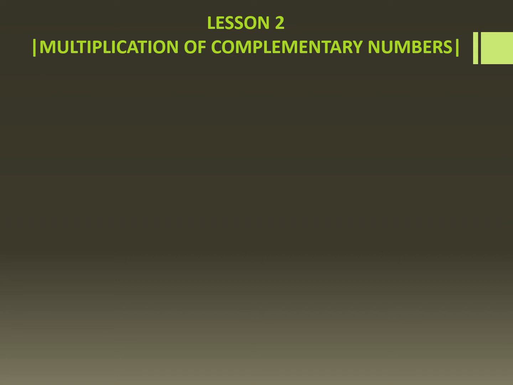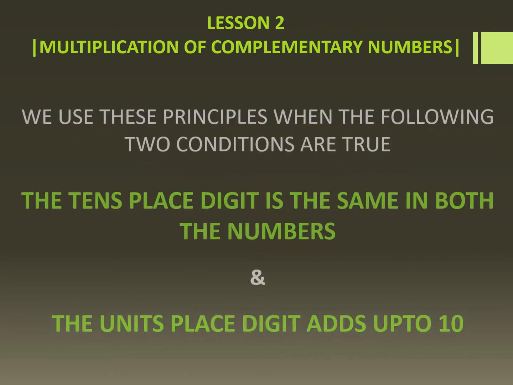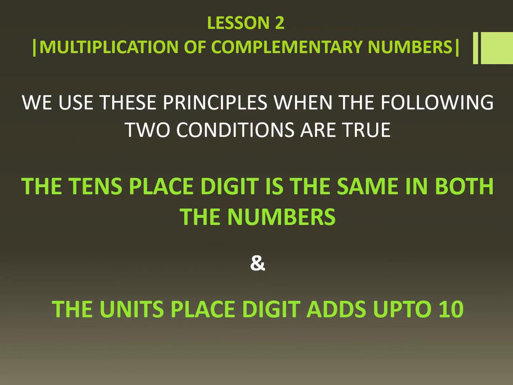What do we mean by multiplication of complementary numbers, and when can we apply these principles? We use these principles when the following two conditions are true. Both these conditions need to be true. The tens place digit is the same in both the numbers, and the units place digits add up to 10. We use the principles only when both these conditions are satisfied.